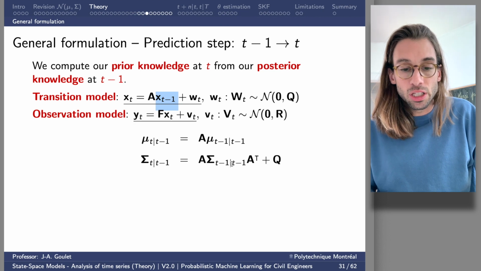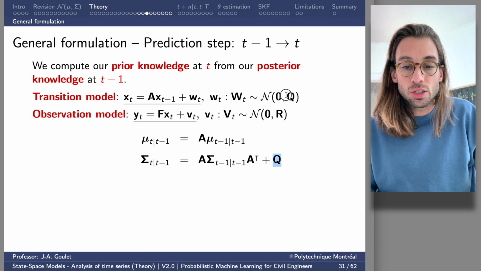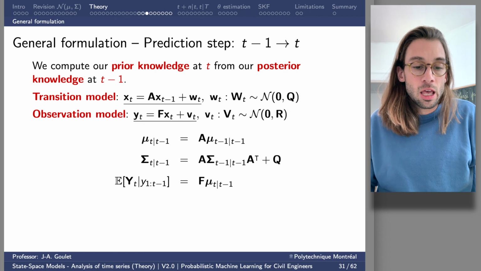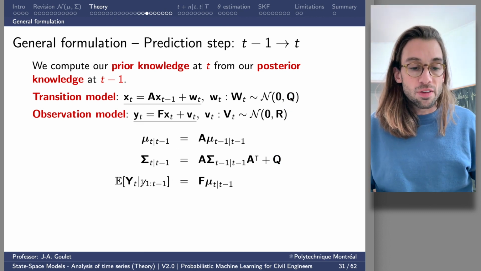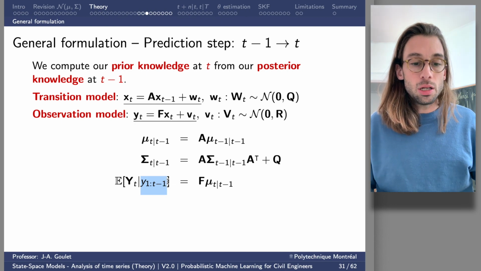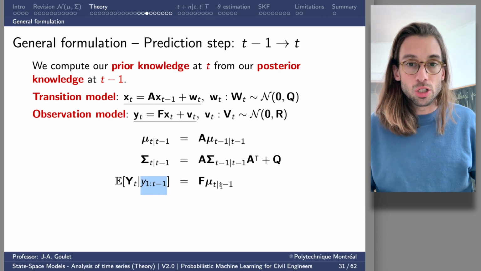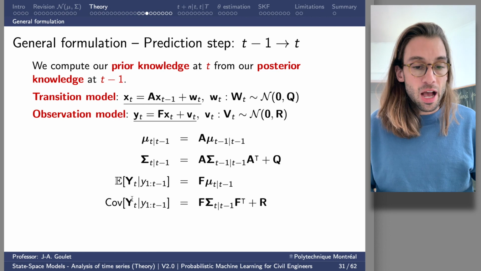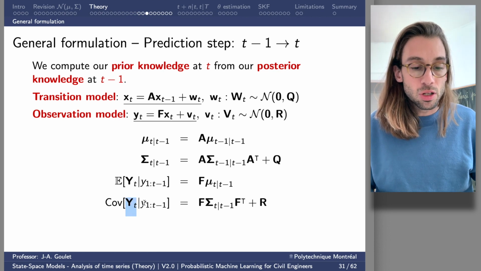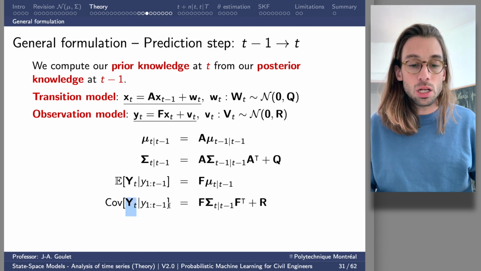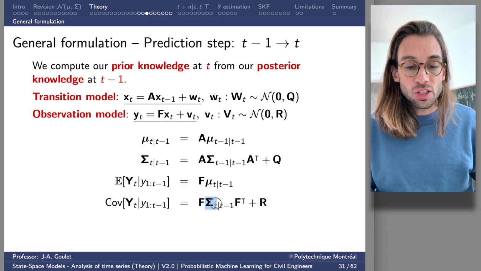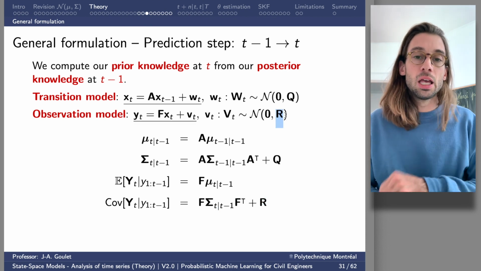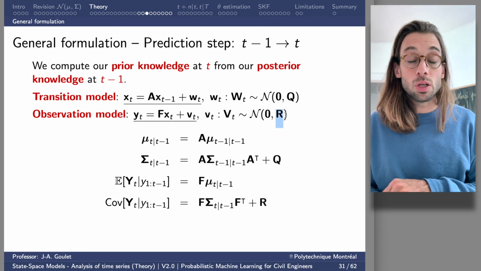So the covariance for xt given t minus 1 is A times the covariance at t minus 1 given t minus 1 times A transpose, plus Q, my covariance for my error process. My expected value for y, given all the data up to t minus 1, is going to be F times mu t minus 1 given t minus 1. And my covariance for yt, given y1 up to t minus 1, is going to be F times the covariance for xt given t minus 1, times F transpose, plus R, where R is my covariance associated with my observation noise.